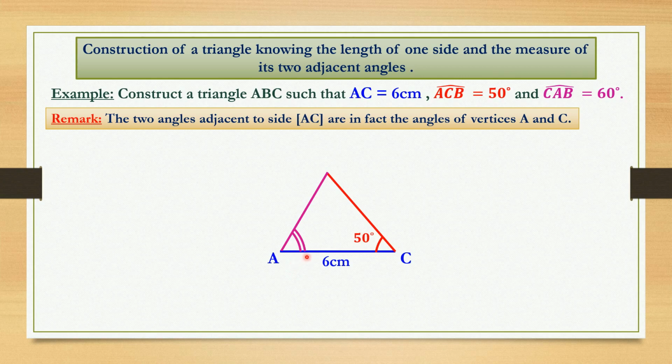Now we write the measure of this angle of vertex A, it's equal to 60 degrees. These two semi-lines will intersect at point B, which is the third vertex of this triangle. In case these two semi-lines don't meet, we keep on extending them until they do. So here we constructed a triangle ABC such that AC equals 6 centimeters, and the two angles adjacent to side AC, ACB and CAB, are equal to 50 degrees and 60 degrees respectively.